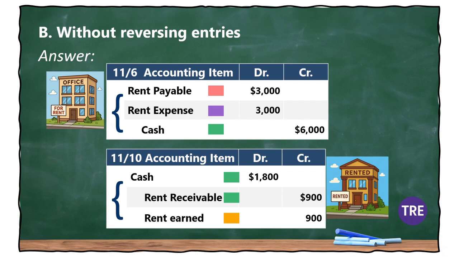Notice how the entries require extra steps to avoid double counting. This shows why reversing entries can be helpful. Without them, we need to carefully split the payment between what was accrued in October and what belongs to November.